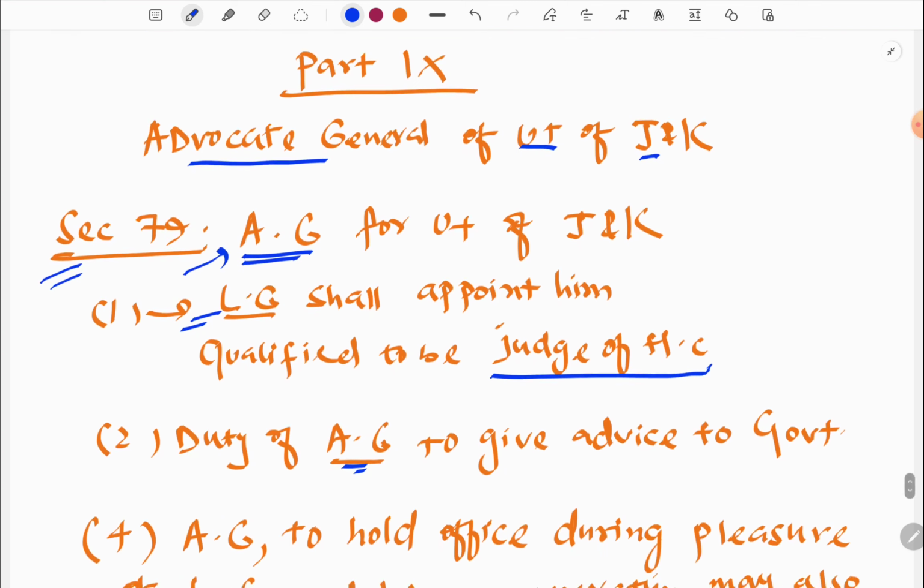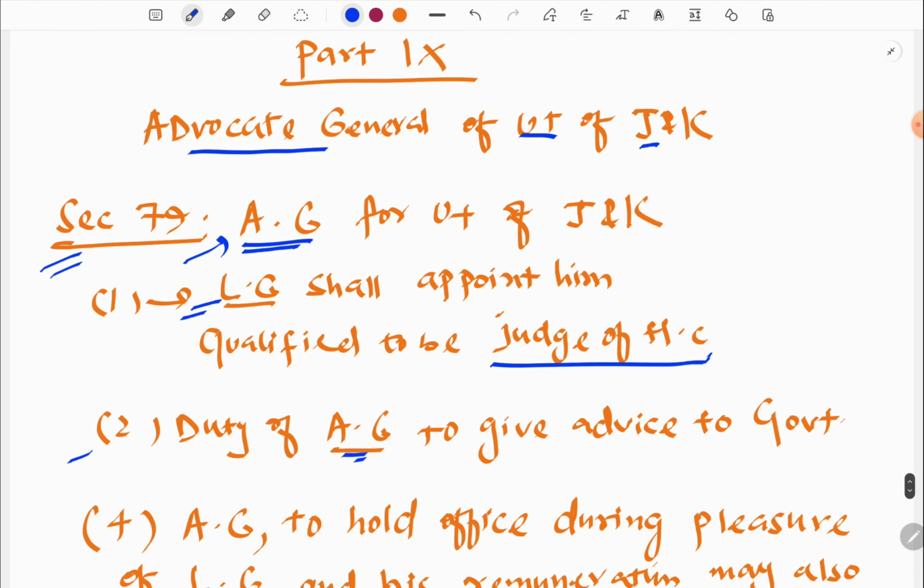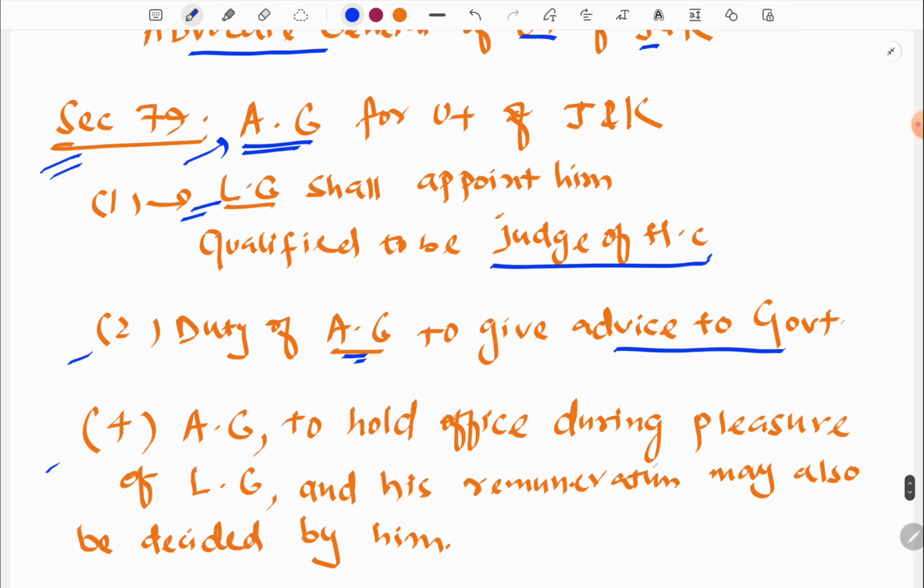The second subclause says that the AG has to give his advice to the government in the affairs of the UT. And the first subclause, which is important, says that the AG has to hold office only during the pleasure of the Lieutenant Governor. His remuneration is also decided by the Lieutenant Governor.